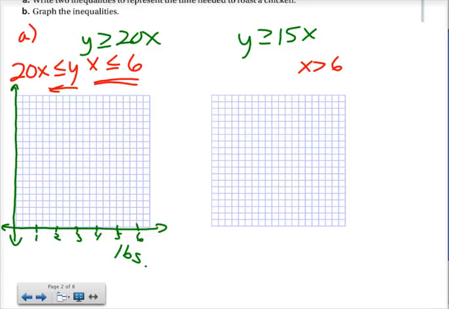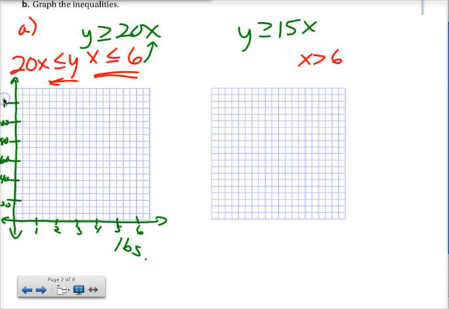And then the time, well, it's all going to depend on how many pounds they are, but if we put our 6 in for x, that would give us the highest amount of time for these chickens that are exactly 6 pounds. And that's going to be 120 minutes. So I want to spread that one out pretty good. Let me have this be 20, 40, 60, 80, 100, and 120, so 120 minutes there.